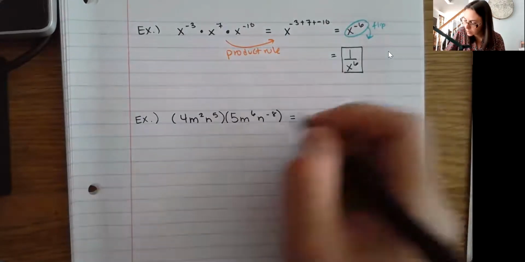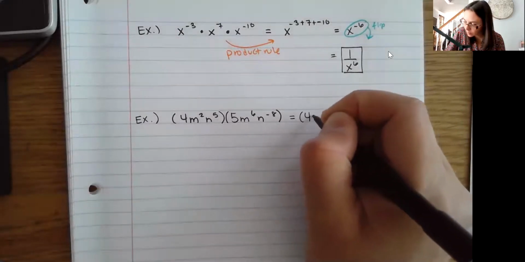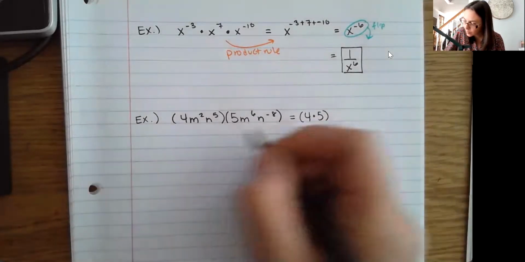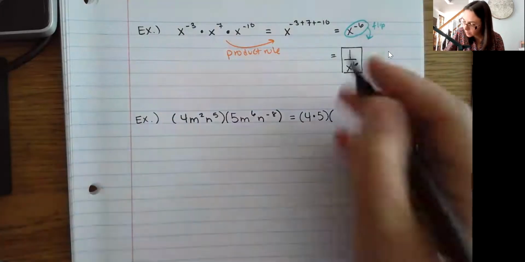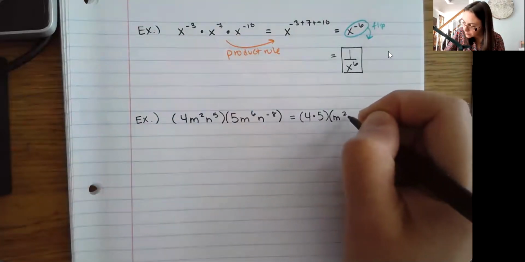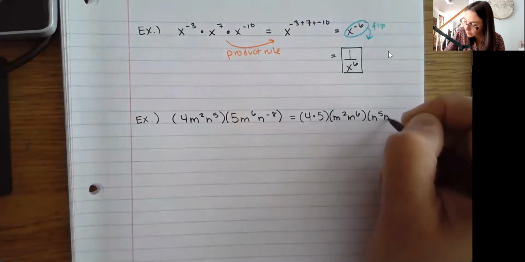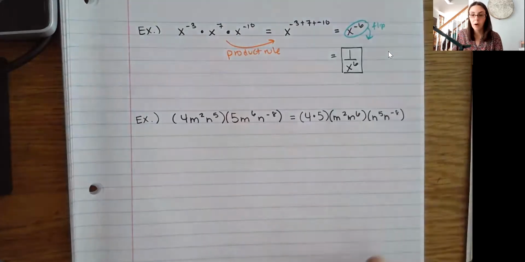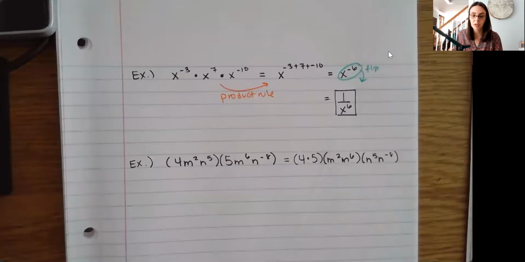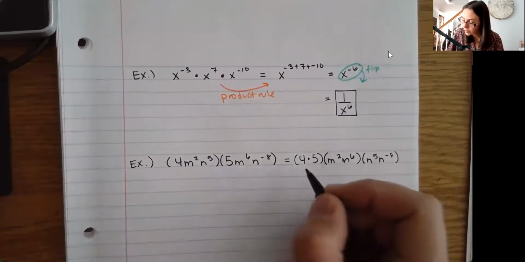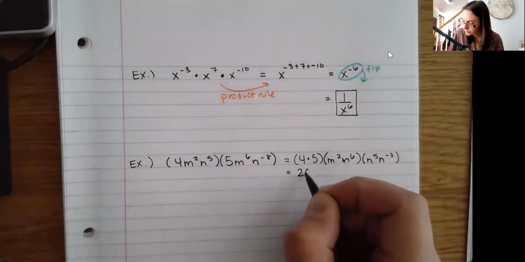So to start, you don't have to do this step if you don't find it helpful. But sometimes it does help, when you're multiplying, to rearrange things. And the reason I can do that is because, remember, multiplication is commutative. So you can't just rearrange anything you want, but I can here because it's all multiplication. So now 4 times 5 is 20.